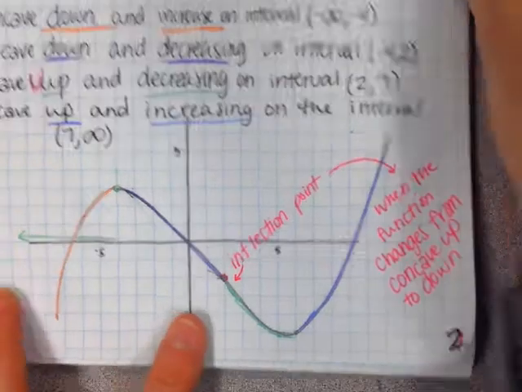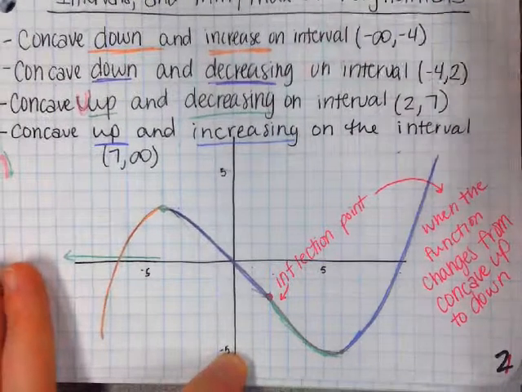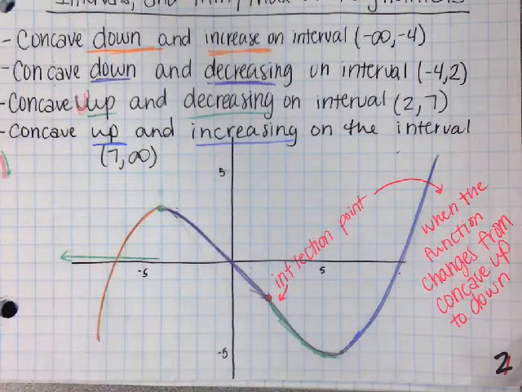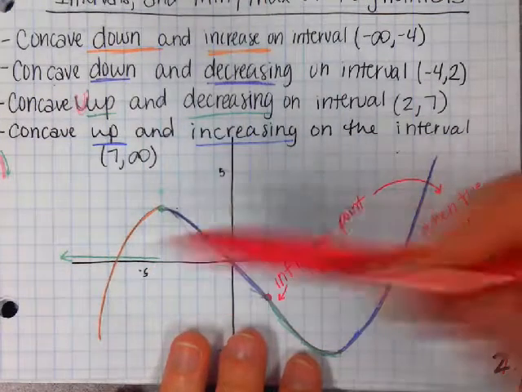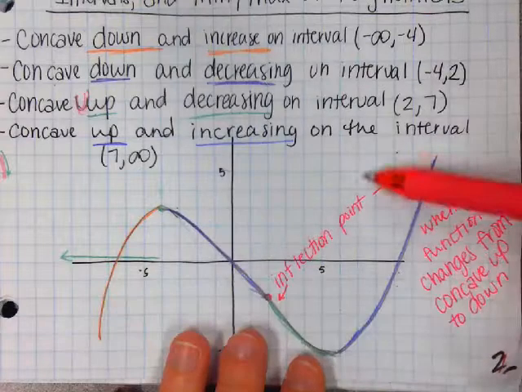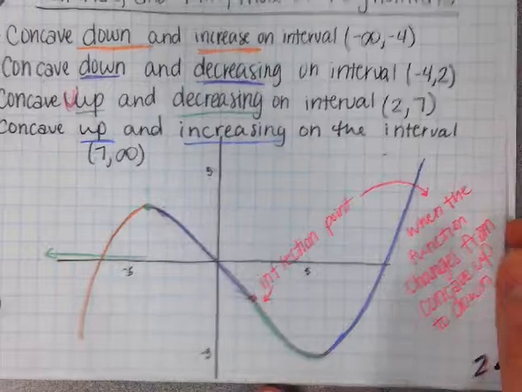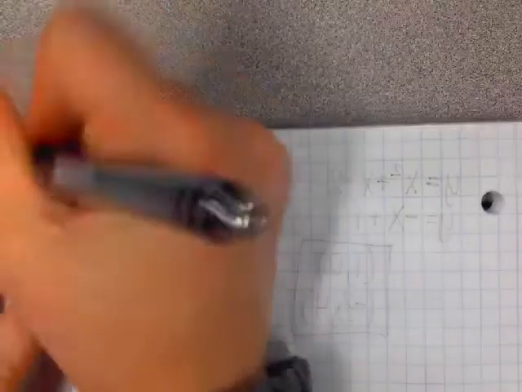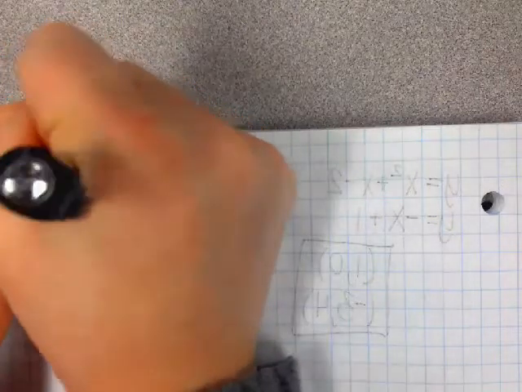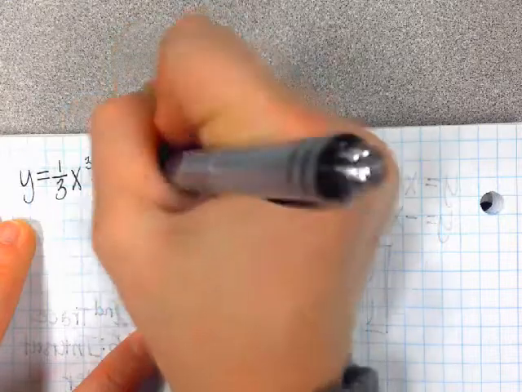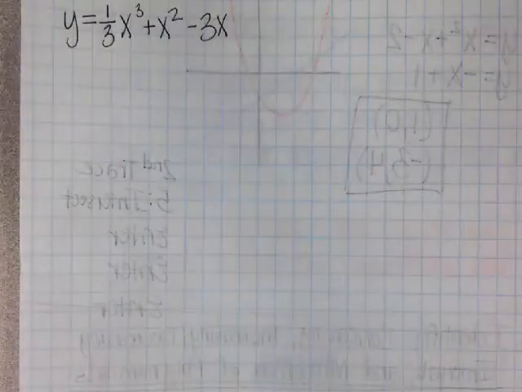Okay. And these are weird. You will have one on your assignment that's like this, where it's talking about concave up, concave down, an inflection point. So inflection point, remember, like I just said, that's where it changes from being concave up to being concave down. Okay? Now we're going to do an example from looking at the calculator. So if I have y equals 1/3 x cubed plus x squared minus 3x.